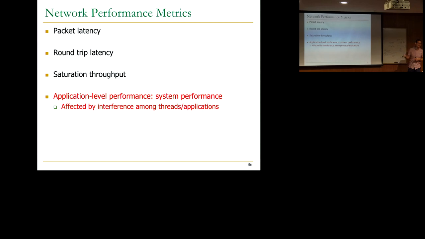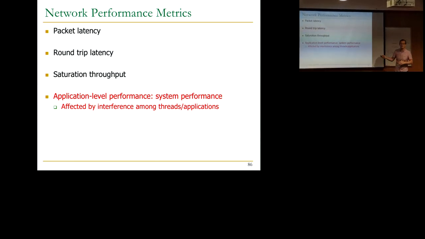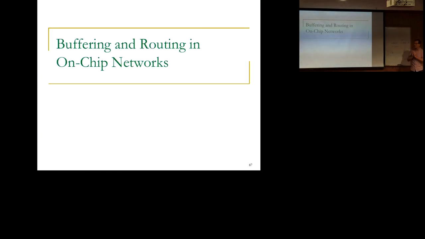And we're going to talk about application level performance more going forward, because in the end, if you're designing a system, you care about application level performance. And these metrics may be interesting to analyze a network, but they may not tell you a lot about what's happening to applications, right? This is very similar to what we discussed in memory controllers, for example. You may want to maximize the data throughput from the memory controller, but that may not correlate very well with your application level performance, like slowdowns. Okay, so this is where we really left off yesterday.